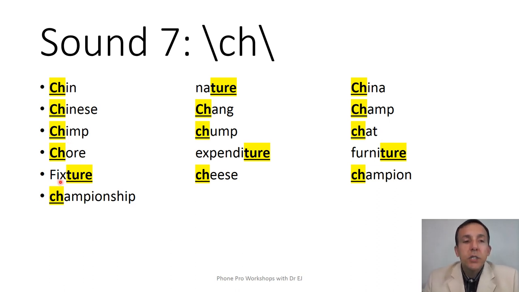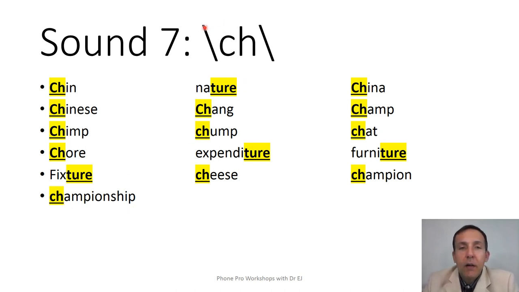Now, observation number three. Take a look at the ending of this word, fixture. You have T-U-R-E. T-U-R-E is most of the time in final position pronounced with this phonetic symbol, with this sound, ch. Here we go. And then we would say fixture. Sorry about my pointer. Fixture.